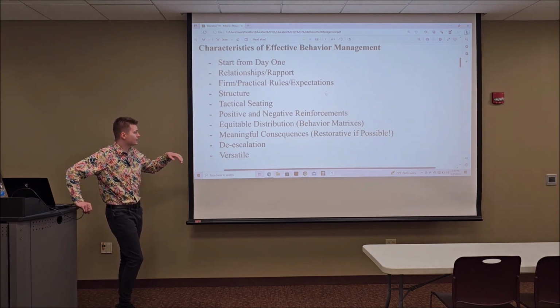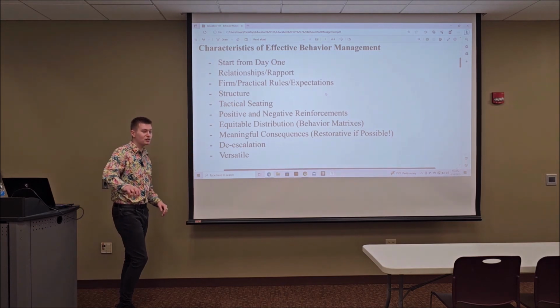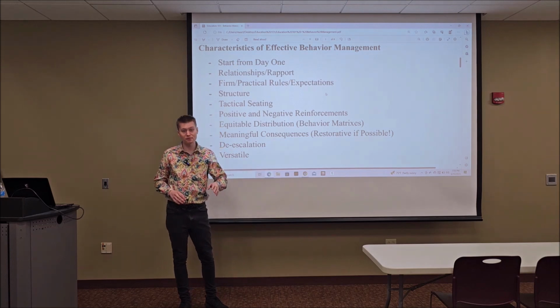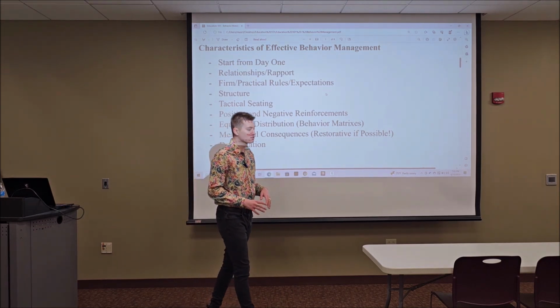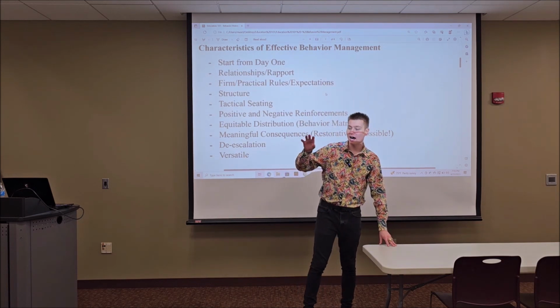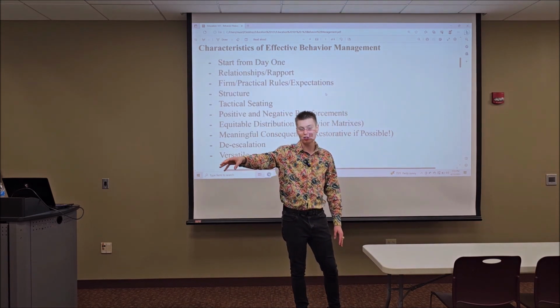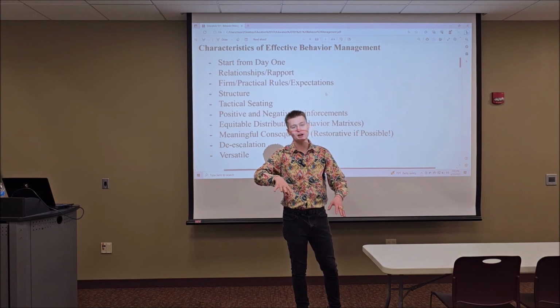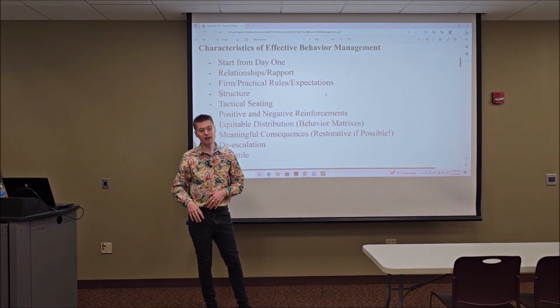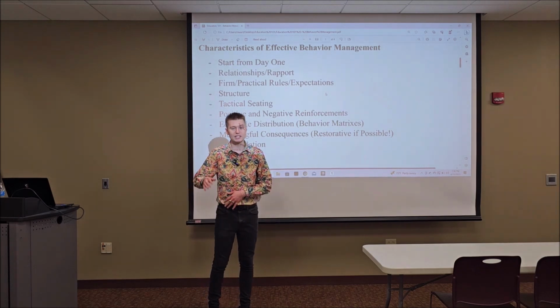So structure, tactical seating. Remember we talked about where antisocial behavior comes from? You want to really structure your classroom. I find it's best to put the most pro-social kids together in one group, and then the most antisocial kids together in another group, and then have a mix between some other ones. Or you could separate the most antisocial kids and put them kind of close to you in your proximity, so you always keep an eye on them.